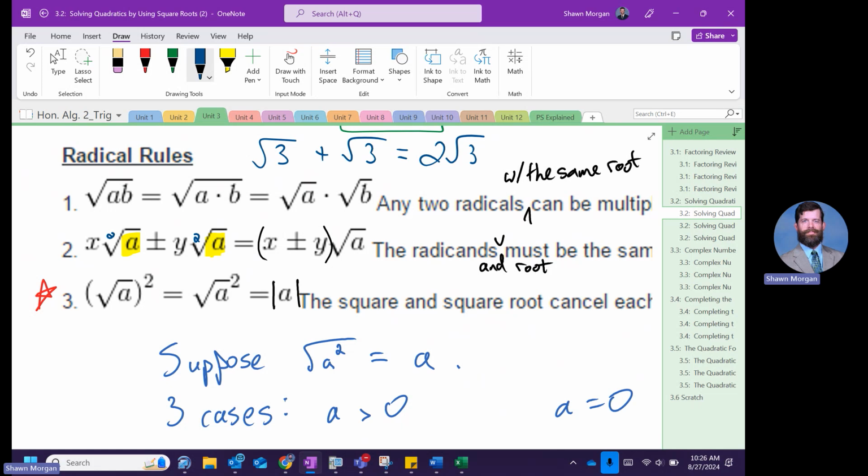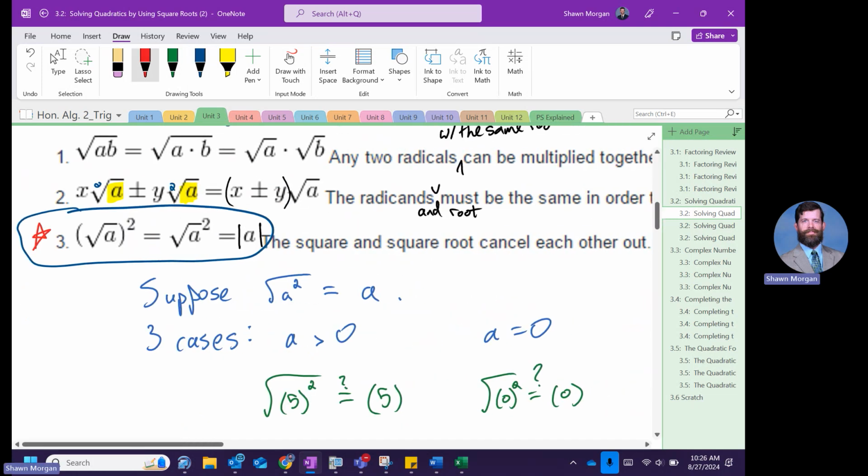But here, lo and behold, here's my 3rd rule. And this is what you and I were talking about regarding absolute value to ensure non-negativity. So the square root of x squared equals the absolute value of x. Definitely want to remember that. Square root of x squared equals absolute value of x.